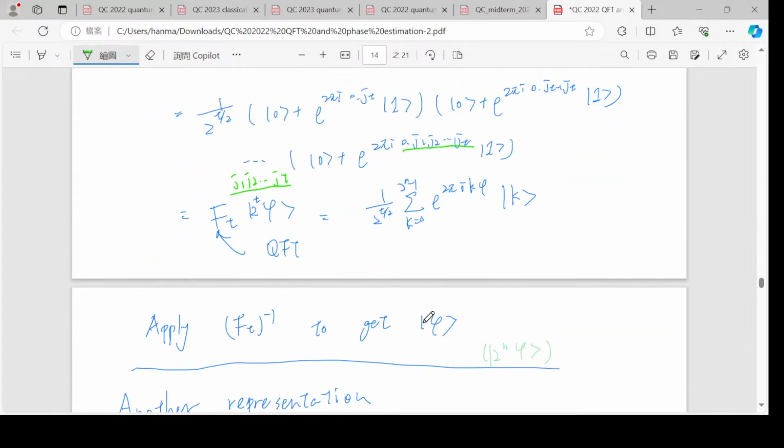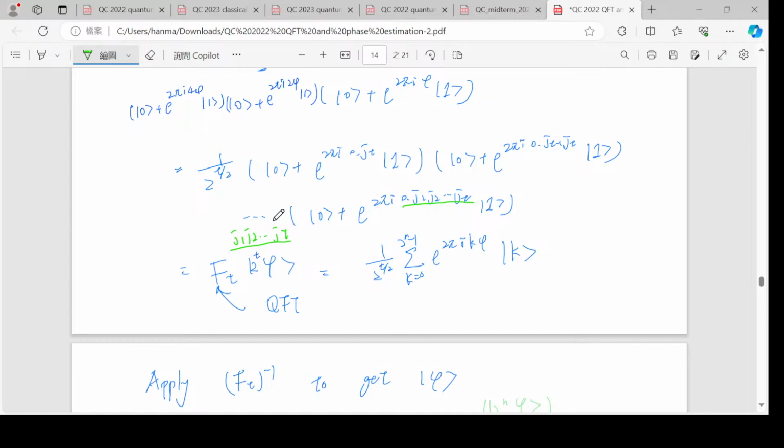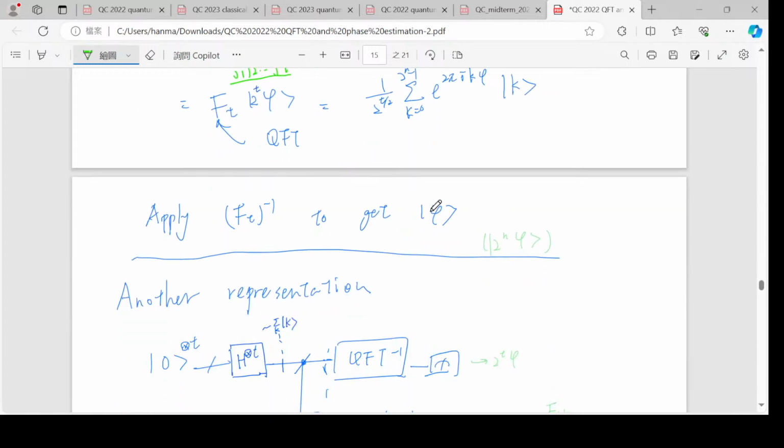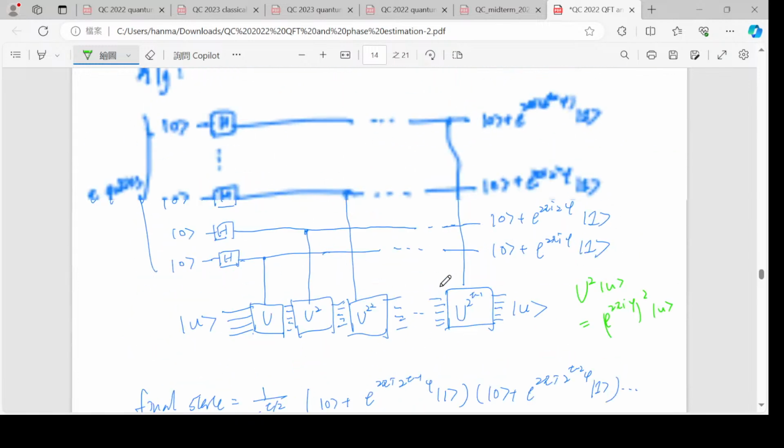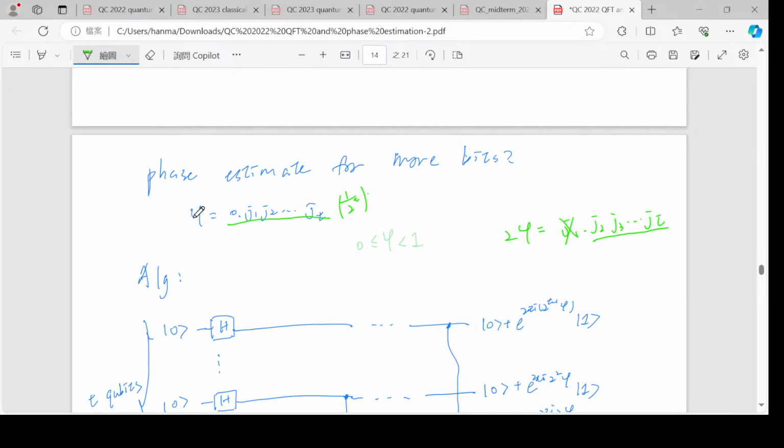And so now how do we get the j1? The information on j1 to jt is you apply the inverse of quantum Fourier transform. Then you will get this phi, which is j1, j2 to jt. So that's how you do phase estimation.